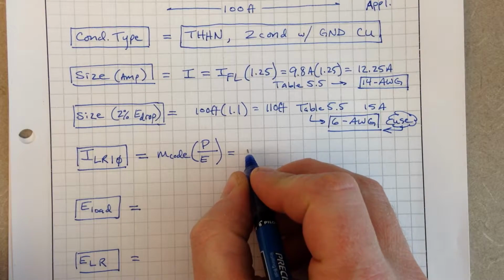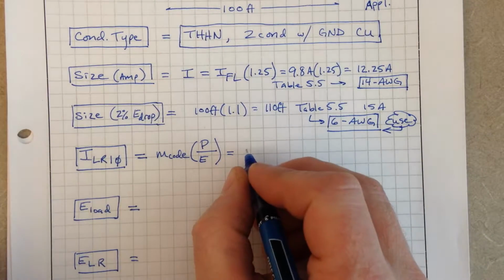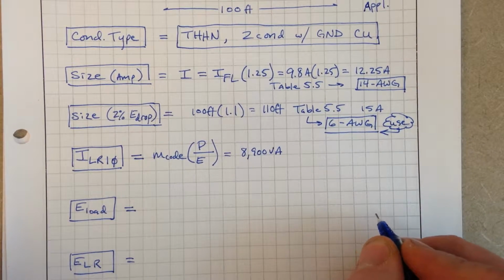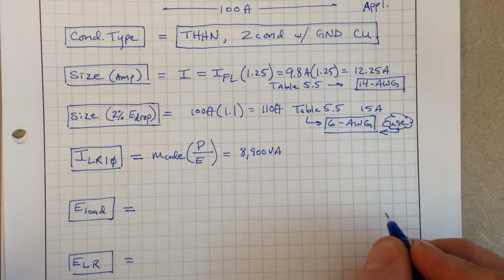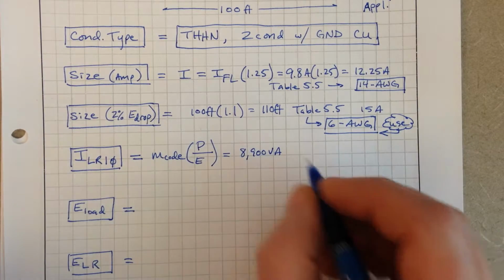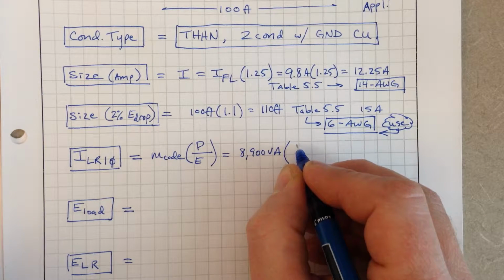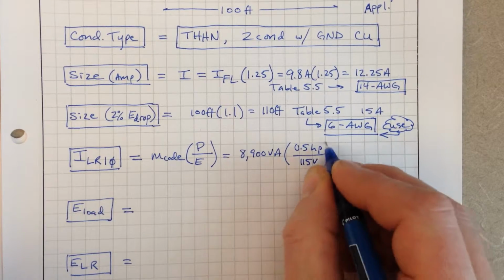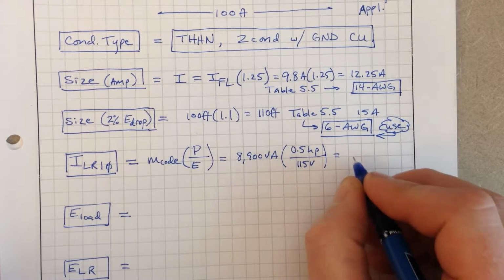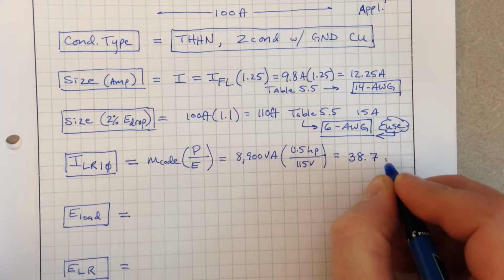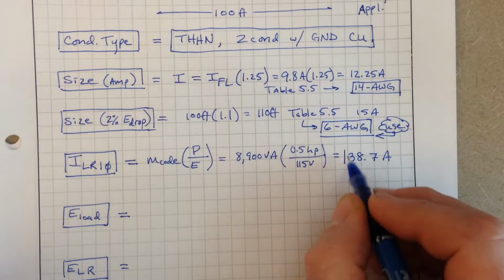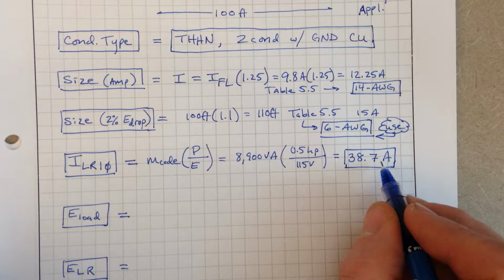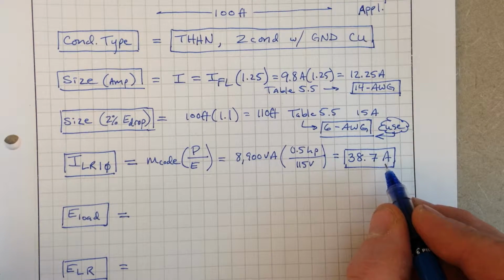So we put our 8.9 kilovolt amps, and I'm going to write that in as 8,900 volt amps. Same thing. Instead of writing kVA, I'm going to write 8,900 volt amps. Okay. Multiply that by my 0.5 horsepower divided by 115 volts gives me 38.7 amps. So this is the locked rotor current. If I lock that motor up, that's the amount of current that the motor's going to draw during that locked rotor scenario.